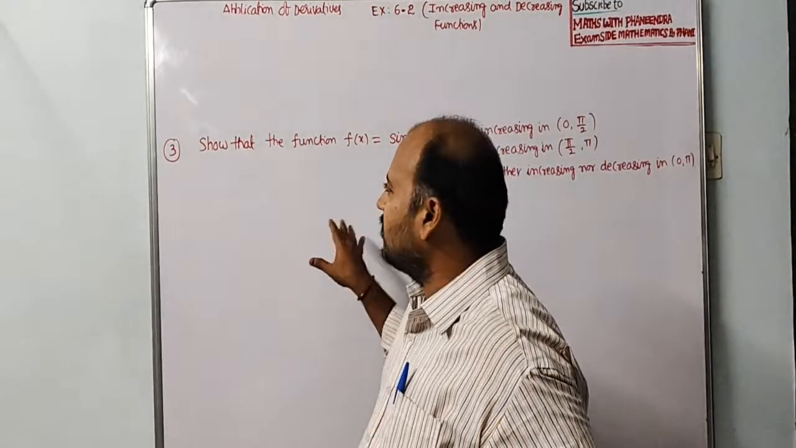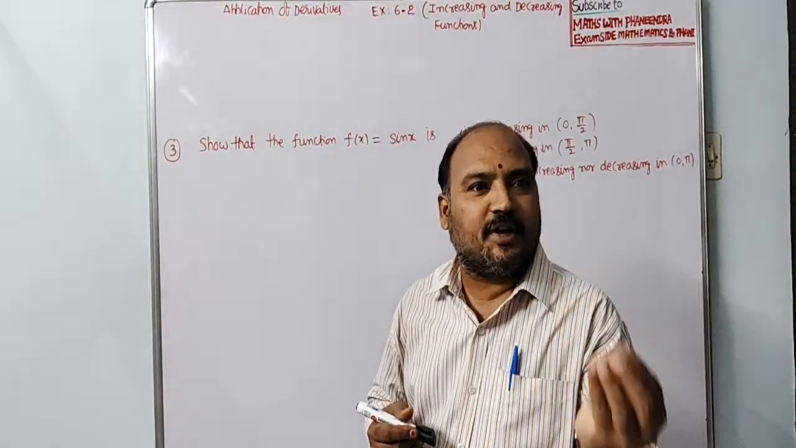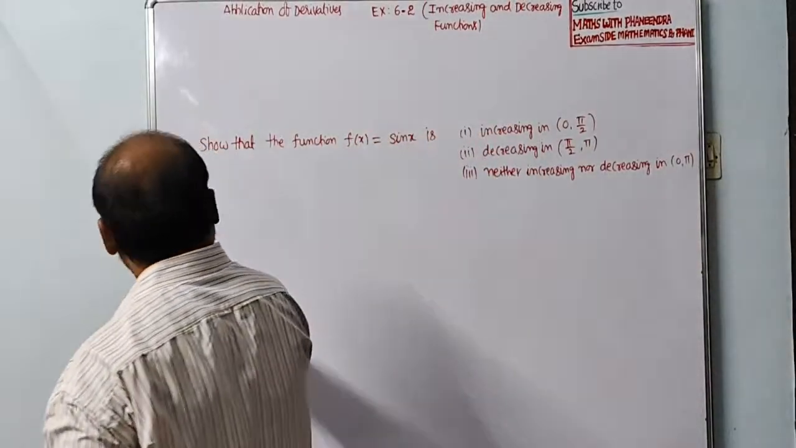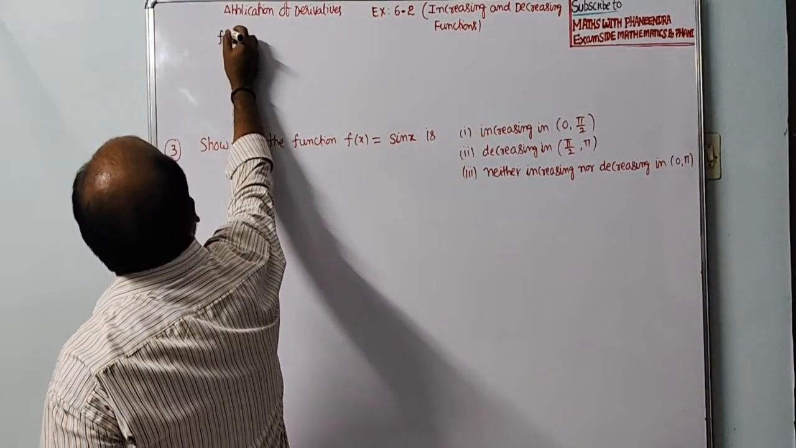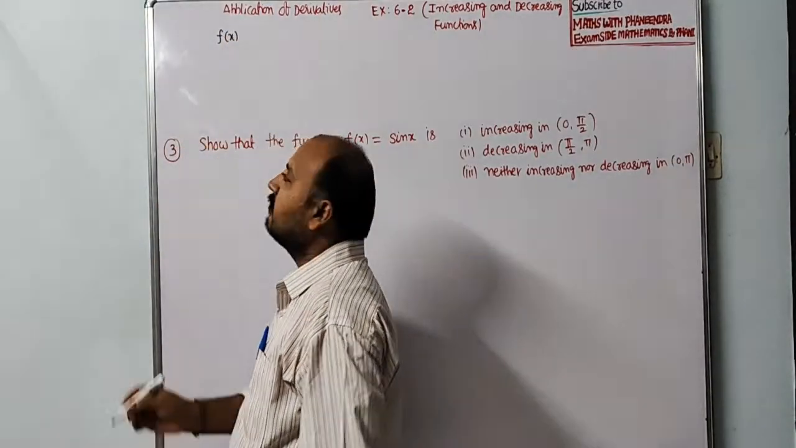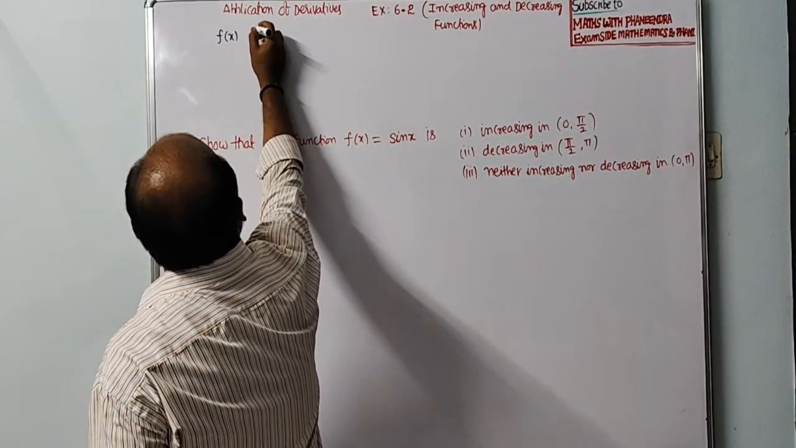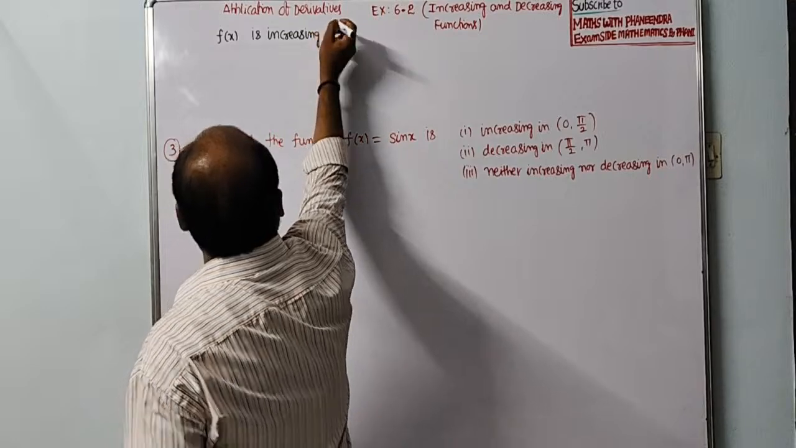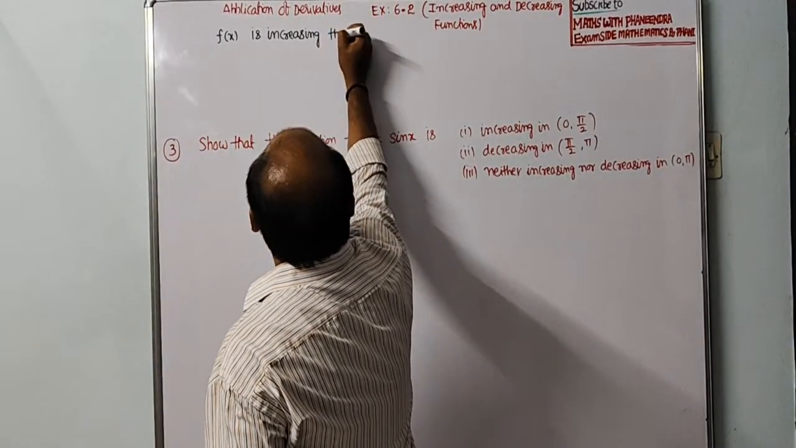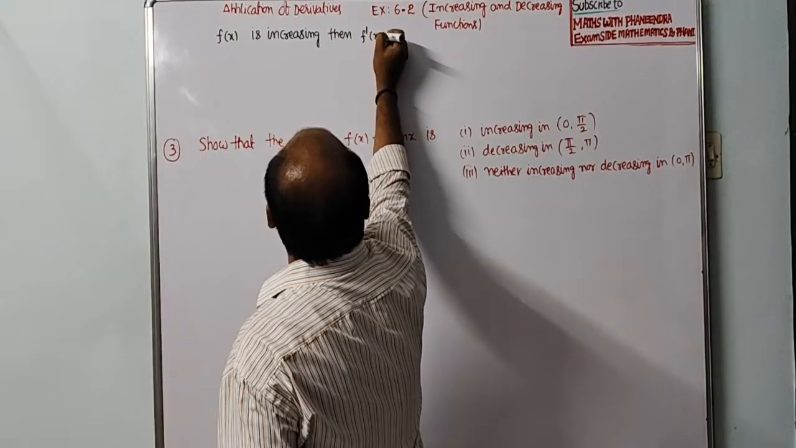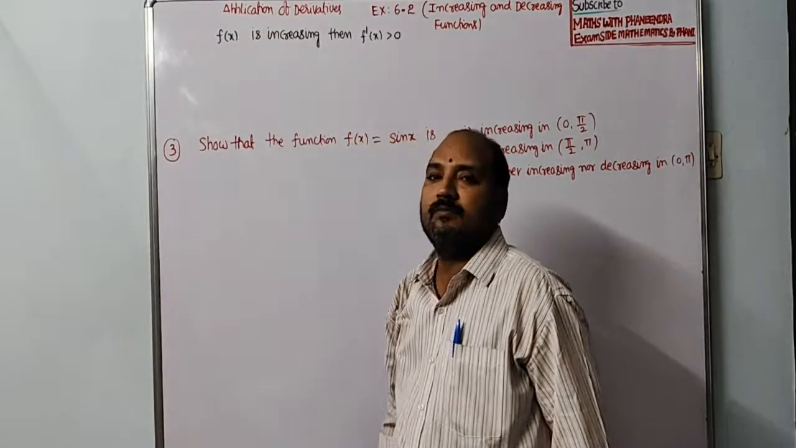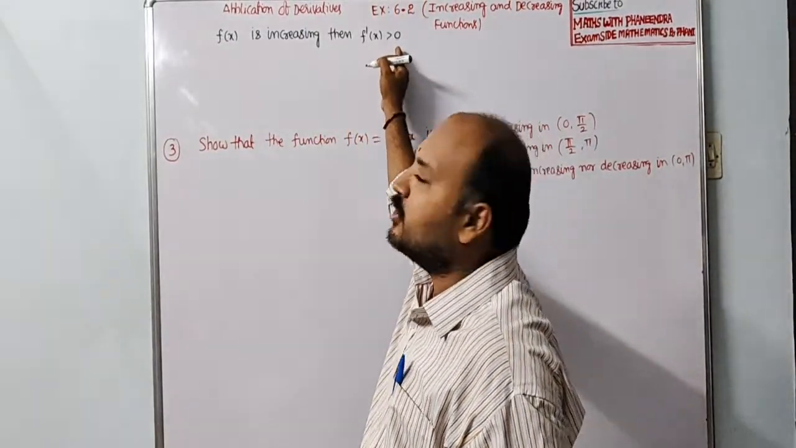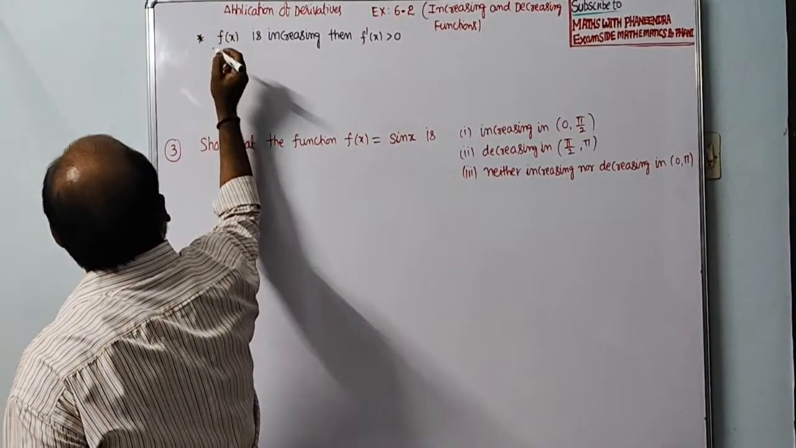Before starting this problem, let's see how to decide whether the function is increasing or decreasing by using derivatives. Let f of x be a function. If f of x is increasing, then f dash of x is greater than 0. Whenever f of x is increasing, f dash of x is greater than 0. Keep this in mind, it's a very important concept.